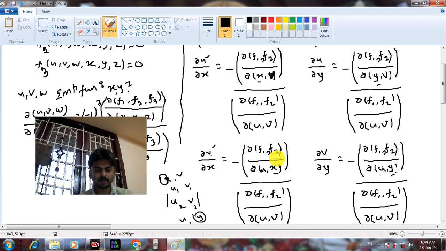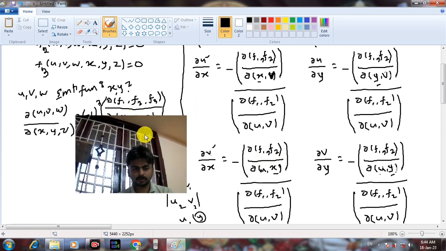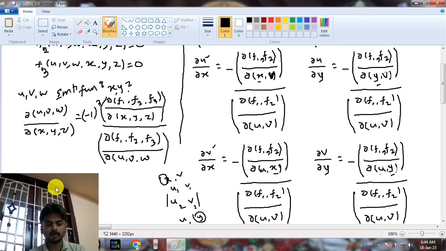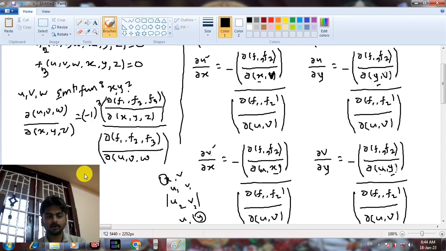Dear students, I hope you have understood both the formulas. I think you have understood both the formulas. So now we have to move on to the problem section. I am showing these two formulas clearly. So now we have to move on to the problem.